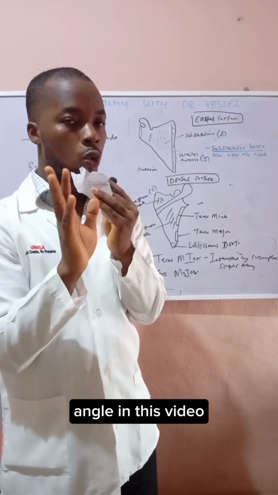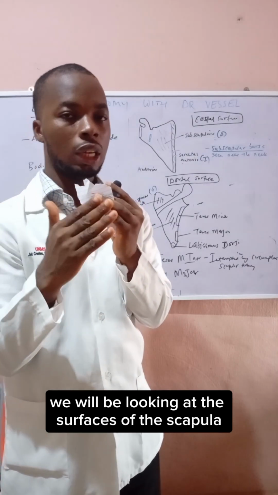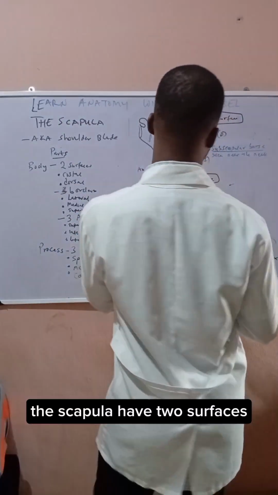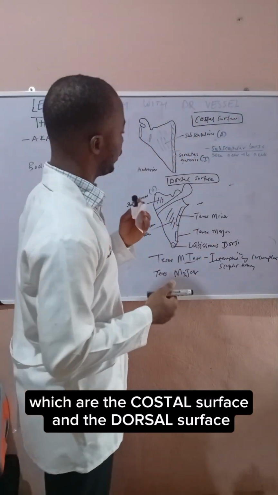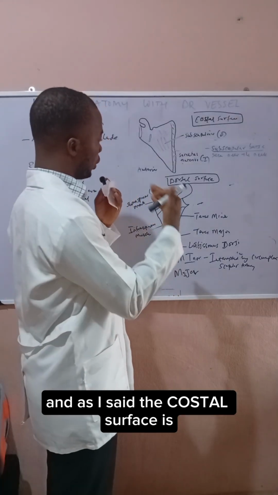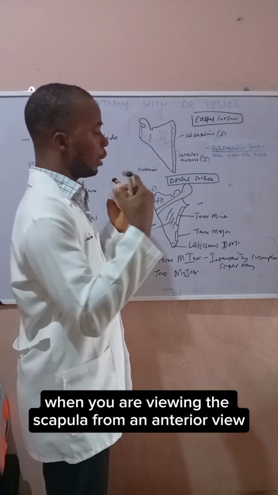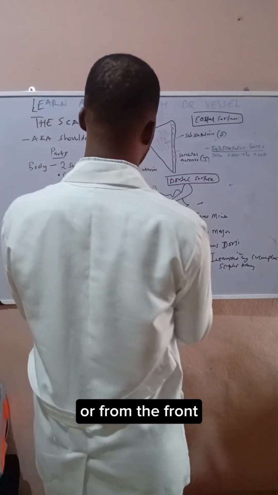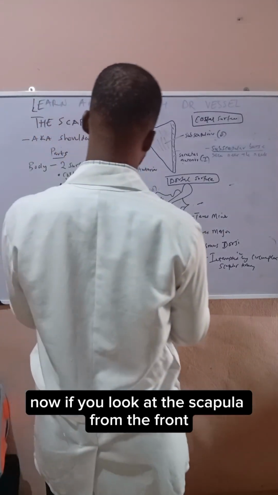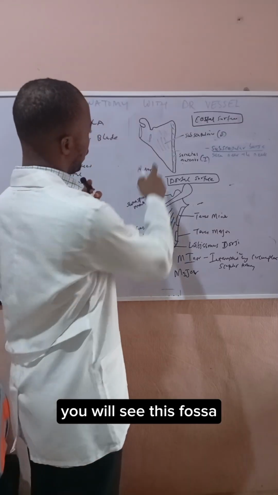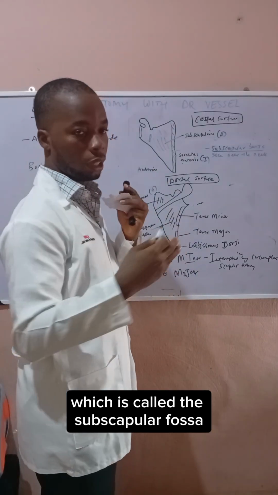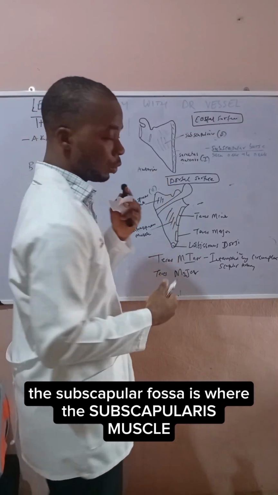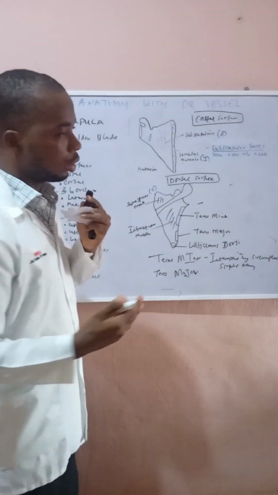In this video, we will be looking at the surfaces of the scapula. The scapula has two surfaces, which are the costal surface and the dorsal surface. As I said, the costal surface is when you are viewing the scapula from an anterior view, or from the front. If you look at the scapula from the front, you will see a fossa, which is called the subscapular fossa. The subscapular fossa is where the subscapularis muscle originates from.